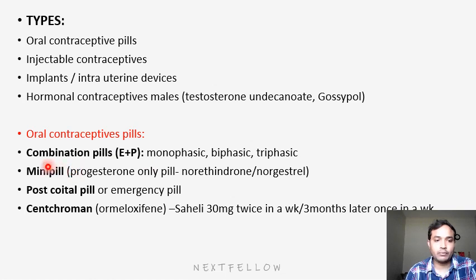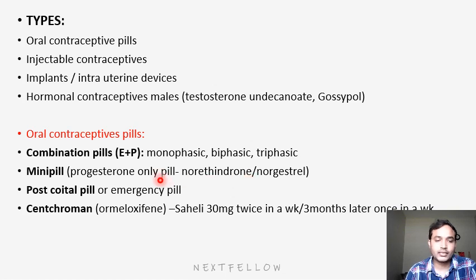Next is the mini pill. These are also orally taken drugs. Mini pill means it contains only progesterone, that is also known as the progesterone only pill. Here the drug will be norethindrone or norgestrel. That will provide only progesterone, that's why it is a progesterone only pill.